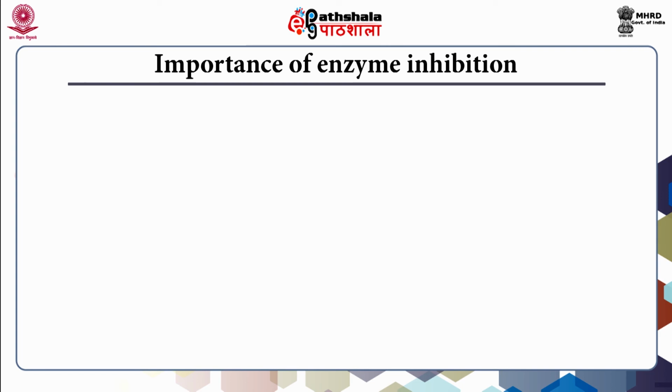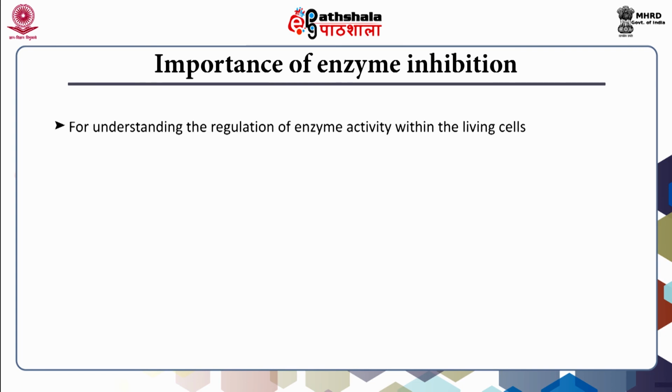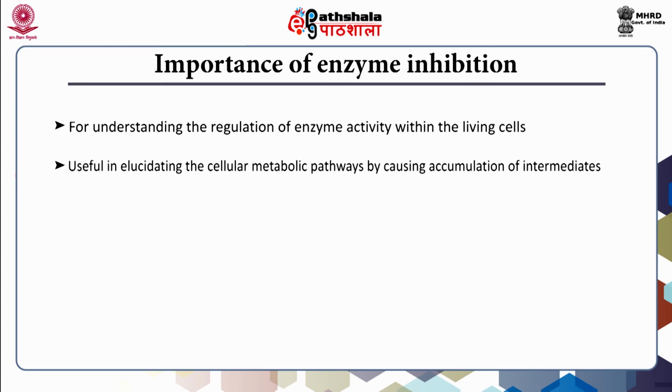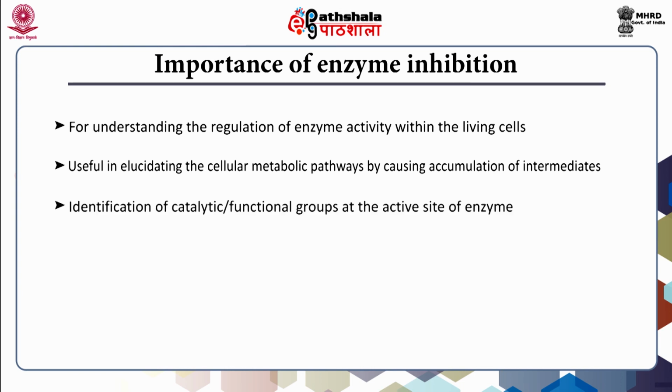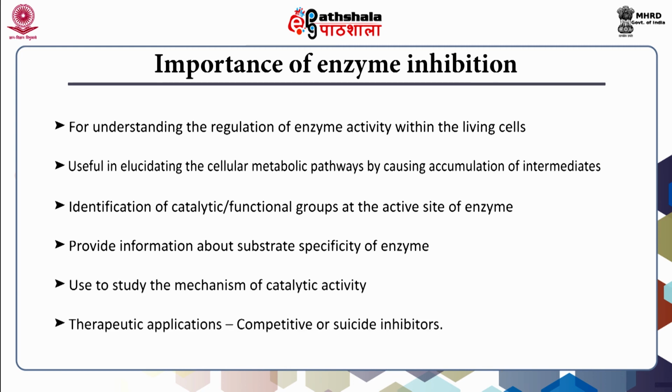What is the importance of enzyme inhibition? Enzyme inhibition is important for understanding the regulation of enzyme activity within living cells. It is useful in elucidating the cellular metabolic pathways by causing accumulation of intermediates. It is also useful to identify the catalytic or functional groups at the active site of the enzyme. It provides information about the substrate specificity of the enzyme. It is also used to study the mechanism of catalytic activity.